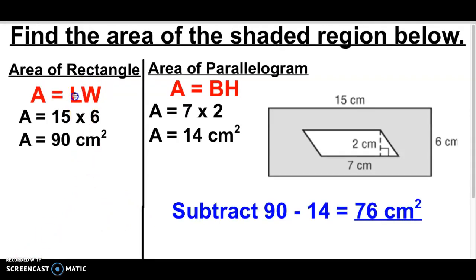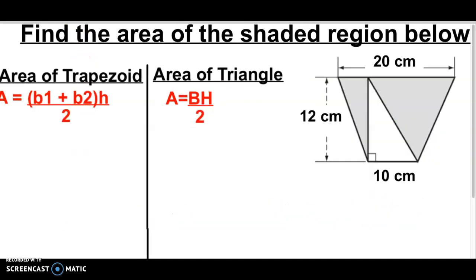The area of the rectangle was 15 times 6, which was 90 centimeters squared. The area of the parallelogram is base times height, which was 14 centimeters squared. You have to subtract because this piece is missing. I almost think of it like a cake, and I cut out the center piece of the cake in a shape of a parallelogram, and that's what's missing. So if I ate this part of the cake, it would be missing, so I would have to subtract it from the shaded part. The answer is 76 centimeters squared.